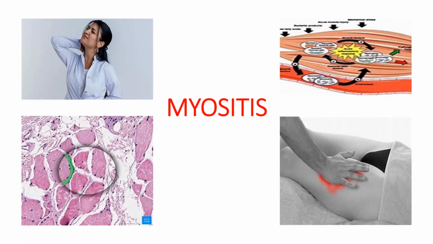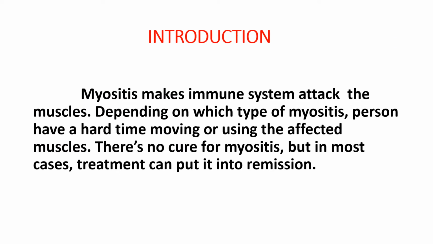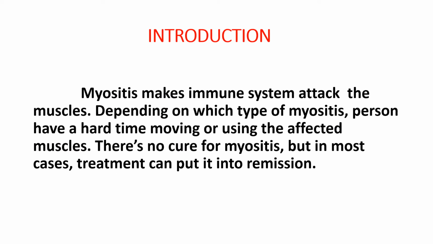Myositis. We see something about myositis. It is mainly attacking the immune system, and mainly muscles will be getting affected. When the person is affected with myositis, they will have a hard time moving or using the affected muscles. Overall, there is no exact cure for myositis, but in some cases we can give treatment to put it into remission.